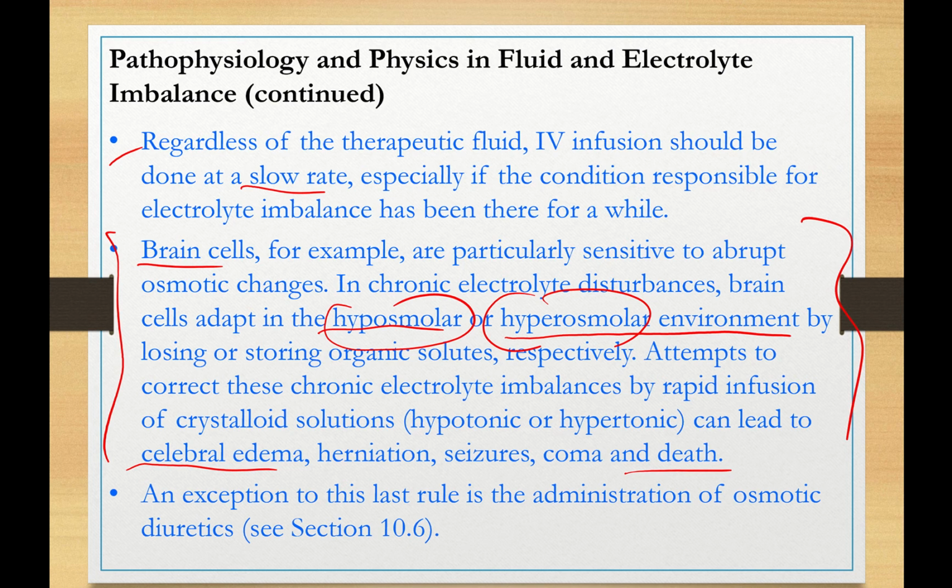Aside from one exception, IV infusion of these solutions should be done at a very slow rate. The exception, which we're going to study in the next lecture, is osmotic diuretics. When you administer osmotic diuretics, you need to get rid of excess fluid very, very fast. So you administer them at a very fast rate.